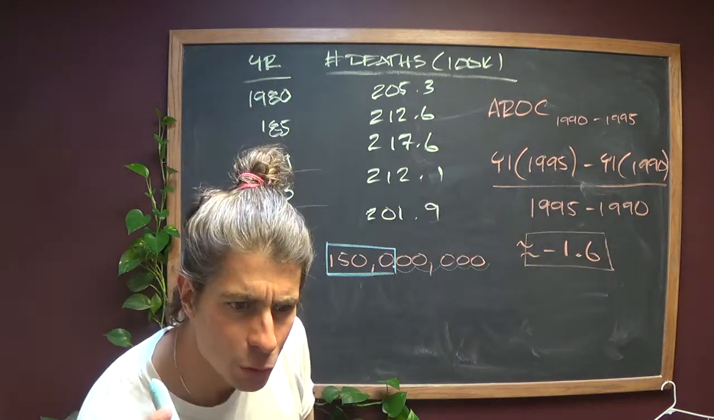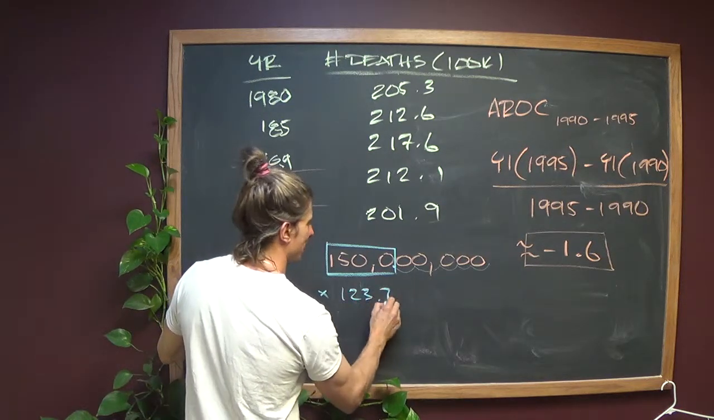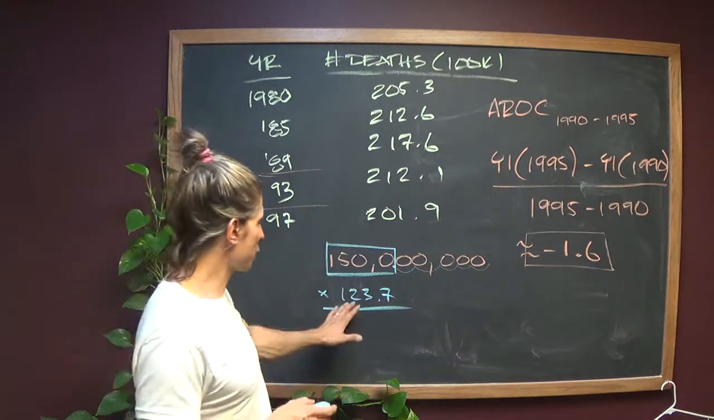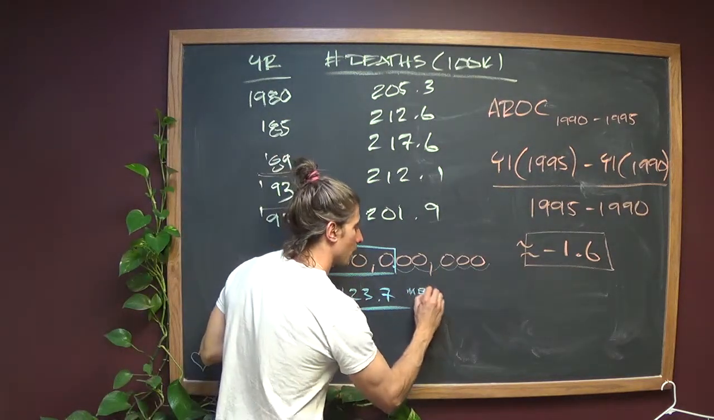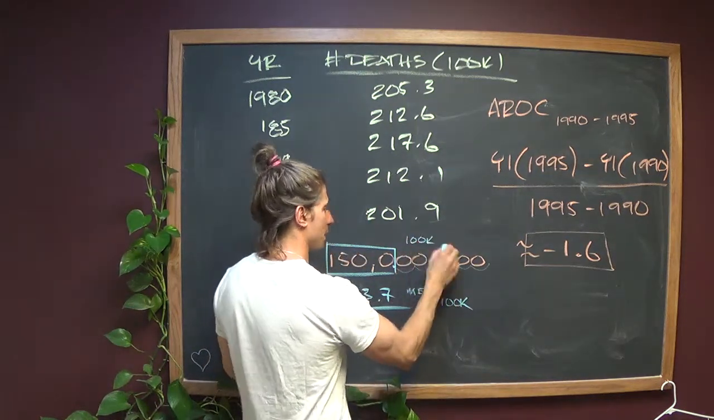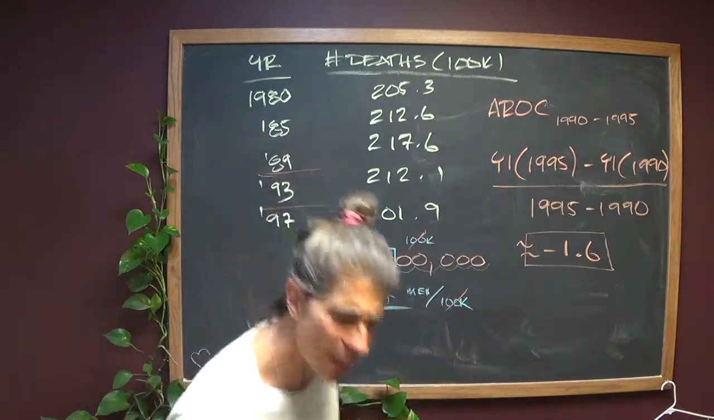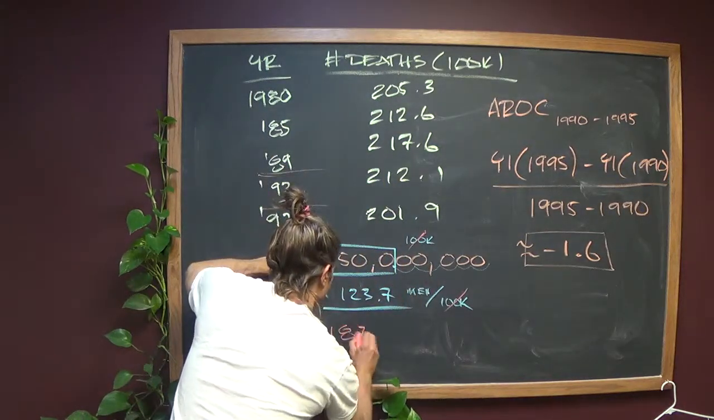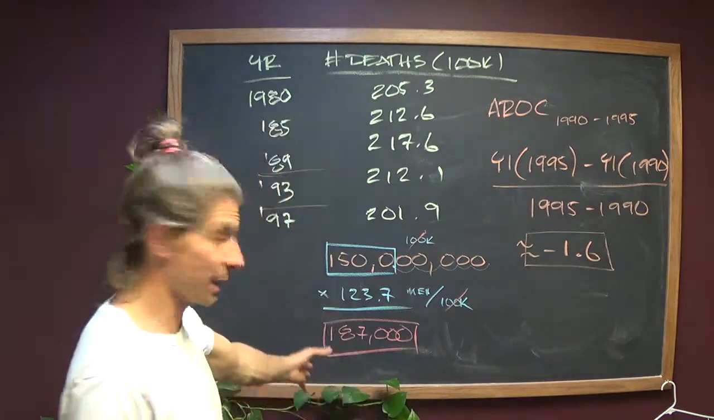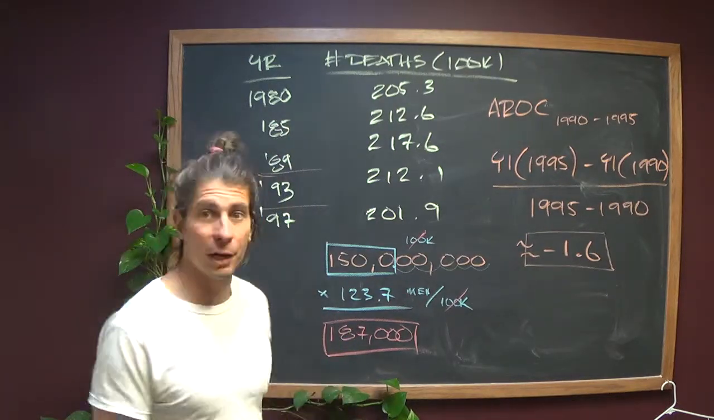And then I tell you to multiply that number by the 123.7 men per 100,000. So you can see why I did that. If this unit is men per 100,000, and this is 100,000s, the 100,000s are going to cancel, and you're left with men. When you multiply that out, I got about 187,000 guys who should have died from cancer in 2011, which is obviously wrong. It's half of what actually happened. We lost 300,000, and I'm saying it should have been 187,000.